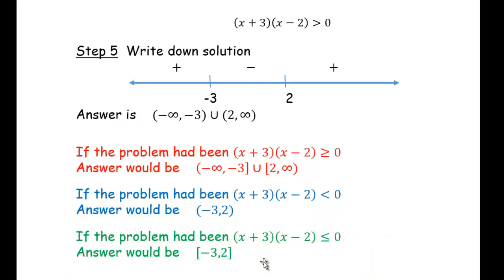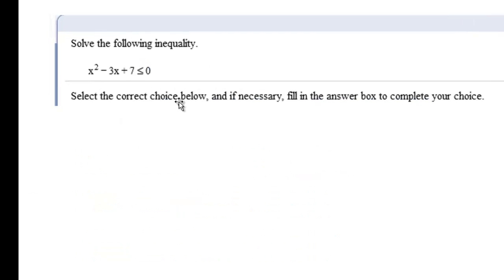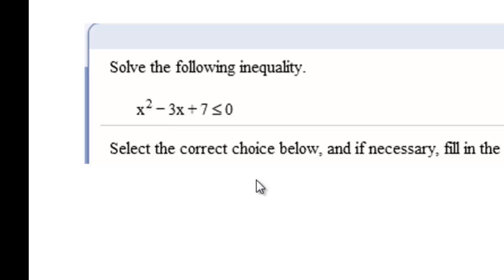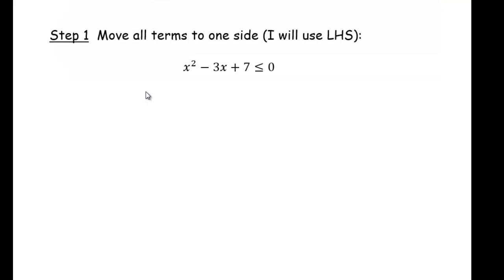All right, let's do one more problem that's a little bit different. We're going to solve the following inequality: x squared minus 3x plus 7 less than or equal to 0. We're going to solve it the exact same way. Don't worry, it'll go a little quicker. Step 1, move all the terms to one side. I think they were already on the left-hand side anyway, but that step is done for us.